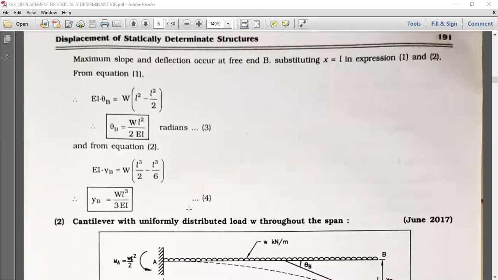Maximum slope and deflection occur at the free end B. Substituting x is equal to L in expressions 1 and 2, from equation 1 we can get EI into theta B is equal to W times L square minus L square by 2.